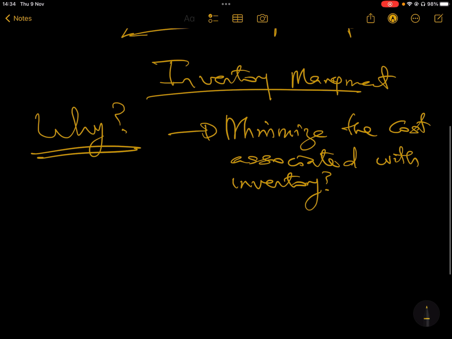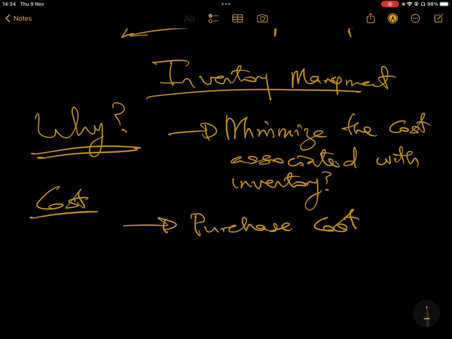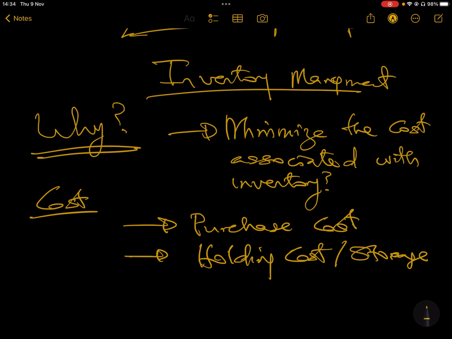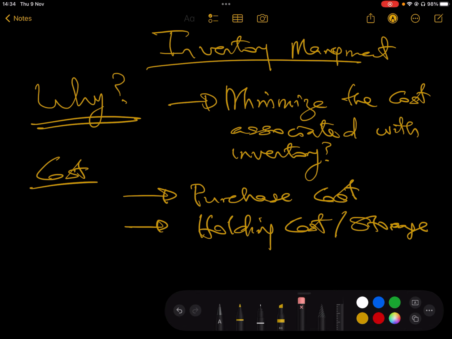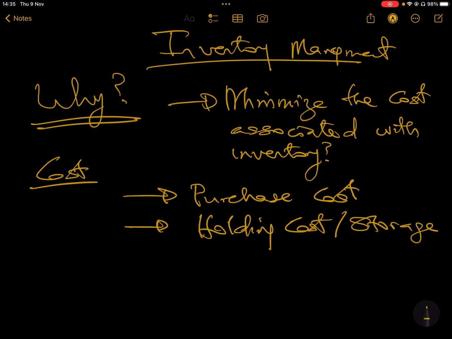And the next question is, what are these costs? The most popular one is the cost of the inventory, which is the purchase cost. The next one is the storage cost, which is called the holding cost. Usually this is your storage cost. So things like you have to pay the warehouse, you have to pay rent, some inventory gets damaged, so that goes into your wastage cost and all of that. So storing the inventory is not cheap, it's going to cost you some money.